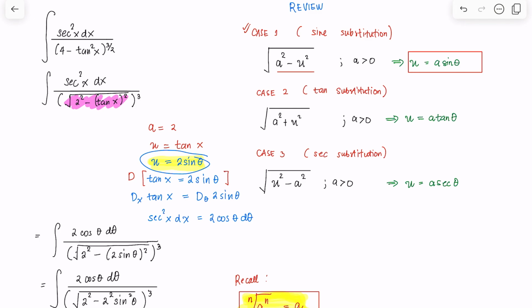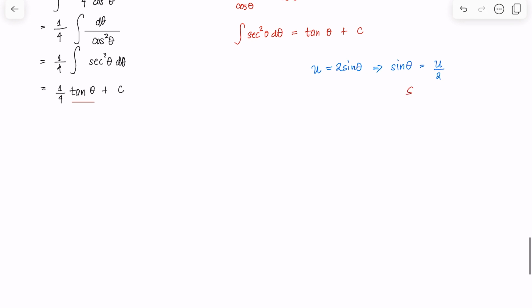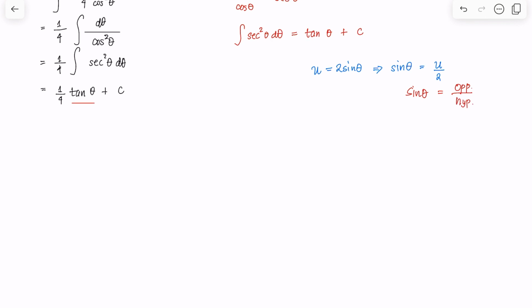Now, you let u be 2 sine theta, right? So, u is 2 sine theta. What does this imply? This implies that sine of theta is equal to u over 2. Now, I'm hoping you do remember that sine of theta is opposite over the hypotenuse with respect to the angle. This will be important because we're going to do some geometry over here. Trigonometry. We will do some right triangles.